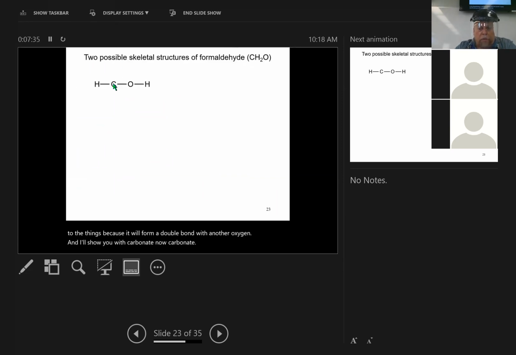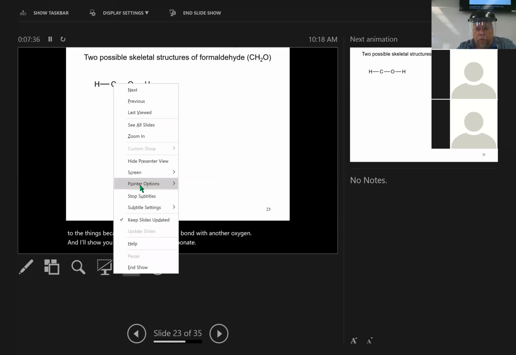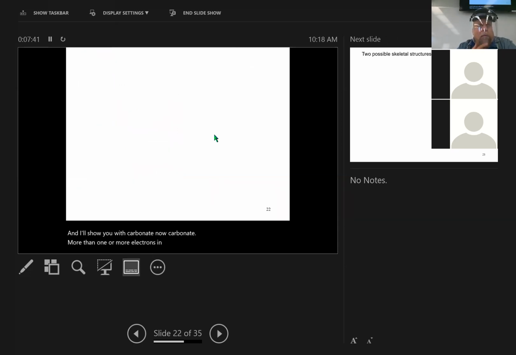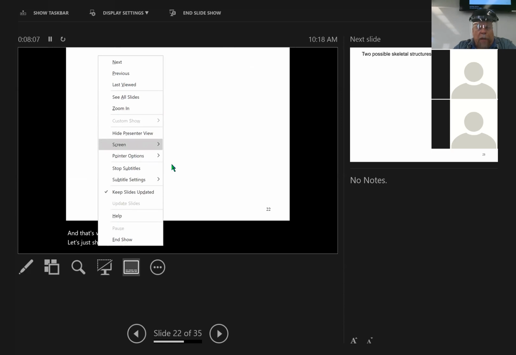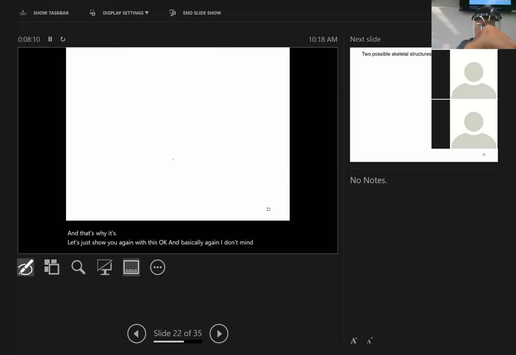So will one of the oxygens have more than one, or more electrons than the other two? Two of them will, and one will have a double bond, but they all have 8 electrons around it. That's the key thing. So they're all pretending to be noble. Yeah. So are you saying the 2 extra electrons on the nitrogen go to the other 2 oxygen? And that's why it's. Well, let's just show you again with this, okay? And basically, again, I don't mind spending extra time with this because it'll be helpful.